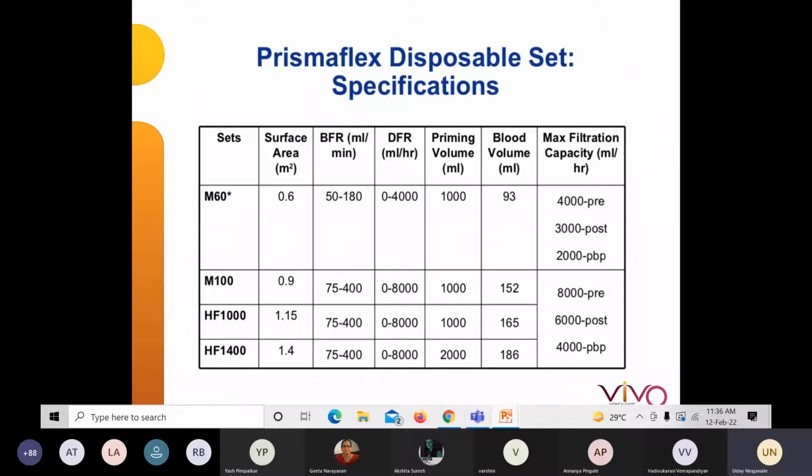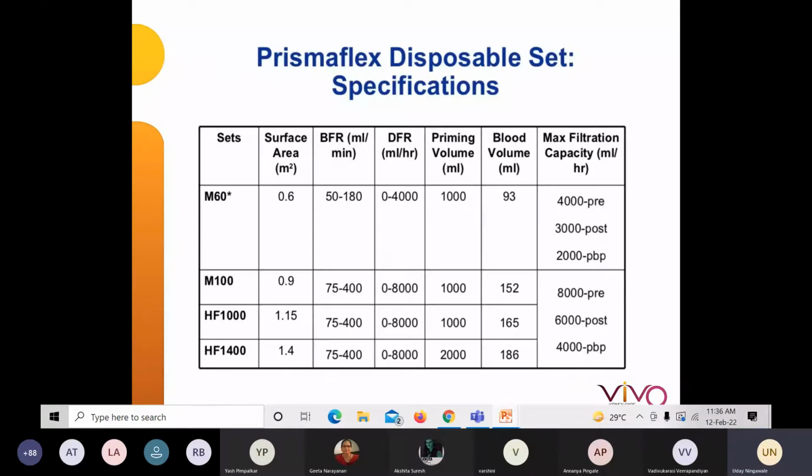You can see these disposable sets: M60, M100, HF1000, and HF1400. The selection can be made depending on the patient's body surface area. The one we commonly use is the M100, which is 0.9 square meter. It has a priming volume of about 1000 ml. The flow is from 0 to 800 and 75 to 400 for blood flow rates, and blood volume is about 152 ml. So the blood volume outside the patient's body is about 152 ml in this circuit.